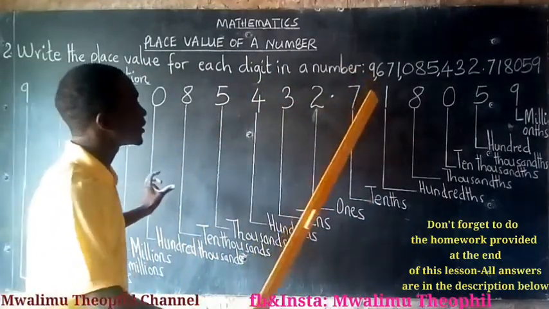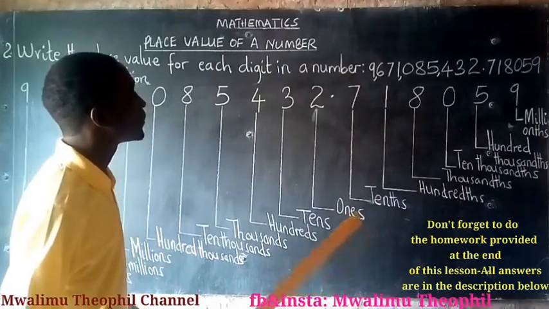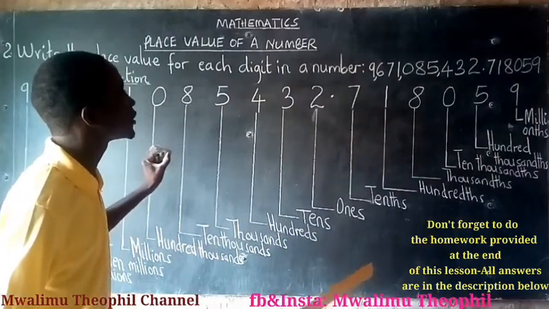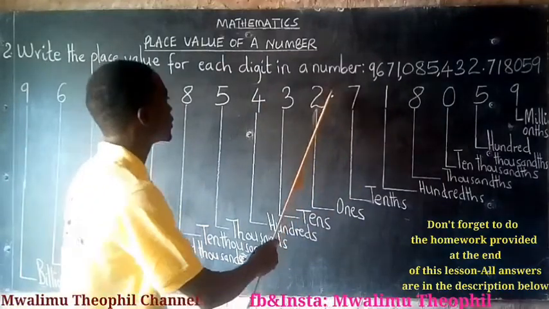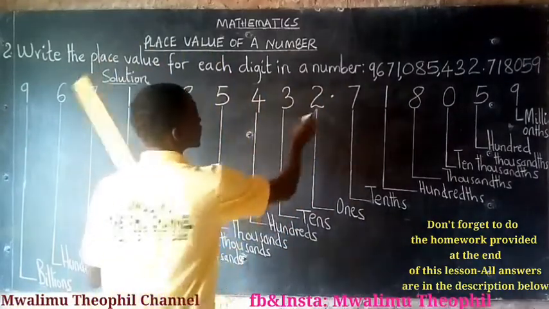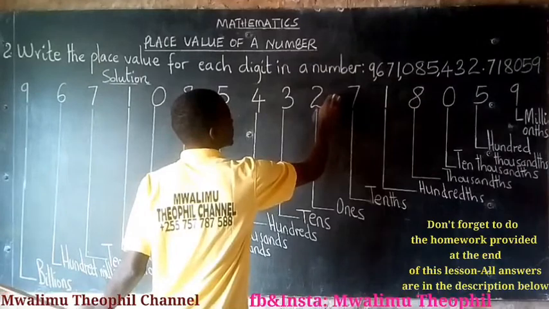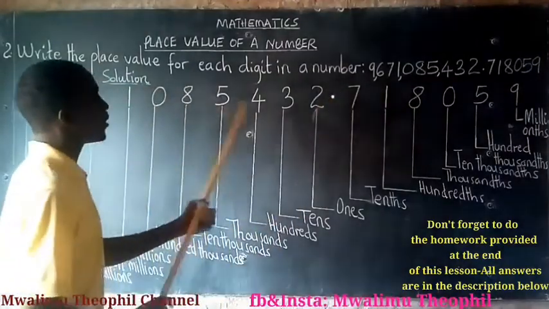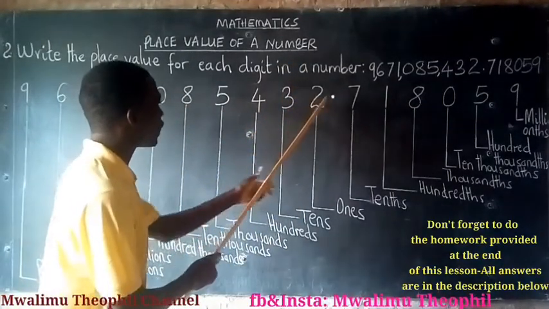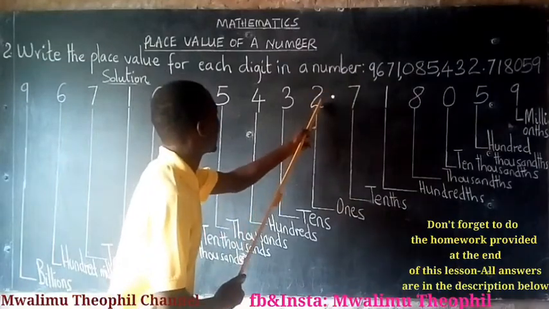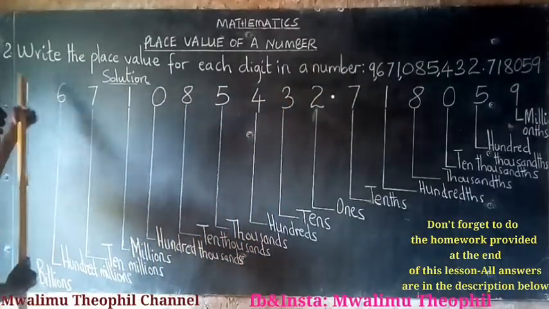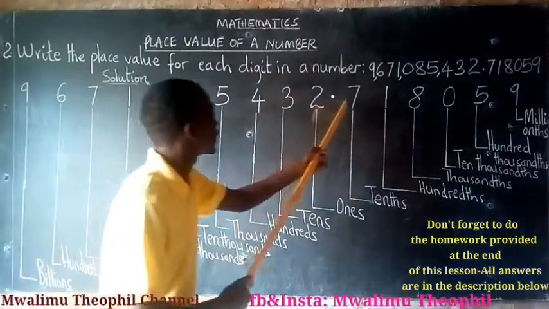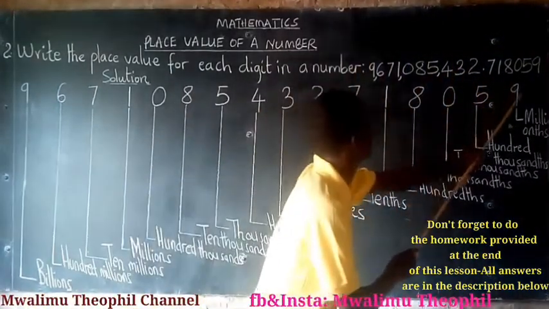Now, let us see the way we write a place value for each digit for the number which is in decimal form. You can see this is our decimal point. Now, the digits before the decimal point start from 2 up to this 9. And the digits after the decimal point start from 7 up to 9 here.